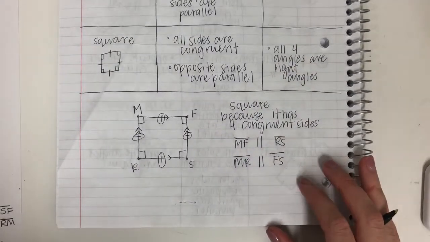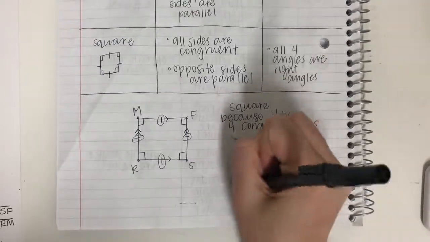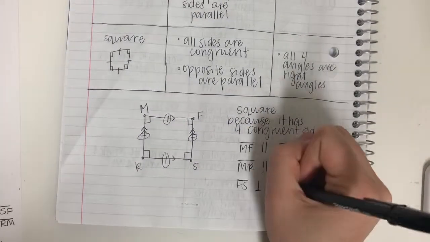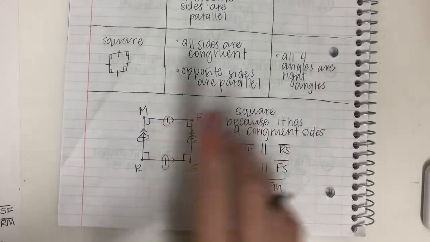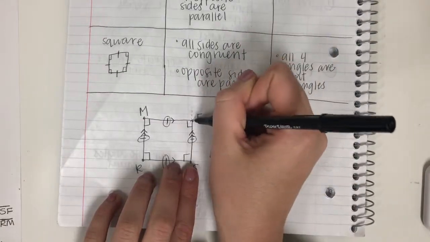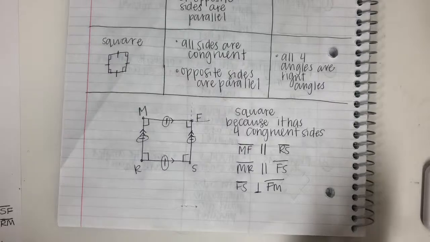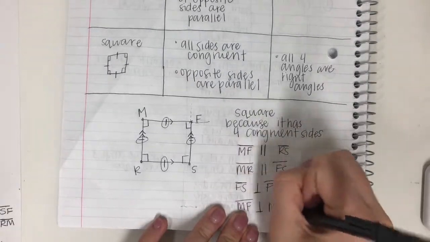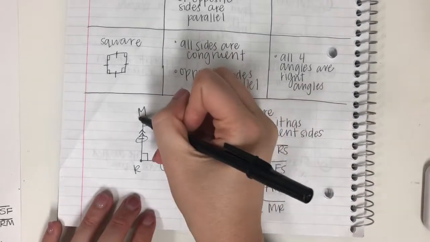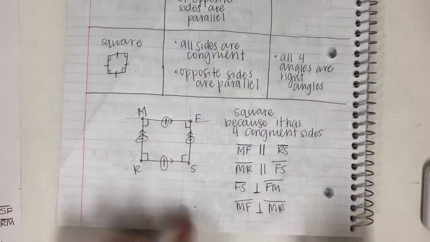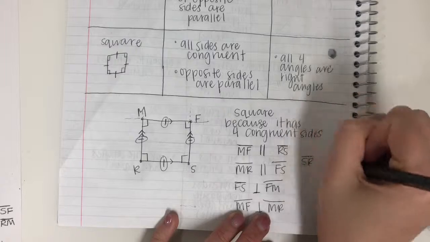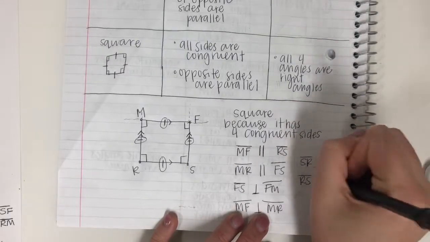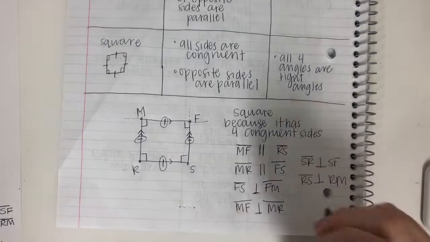And then if we look at perpendicular, we could do FS is perpendicular to FM. So FS and FM will meet, if you kind of extended this line and extended this line, they would meet at the intersection of F. We also have MF is perpendicular to MR. So MF, MR, so they meet right there. We also have SR is perpendicular to SF, and RS is perpendicular to RM.